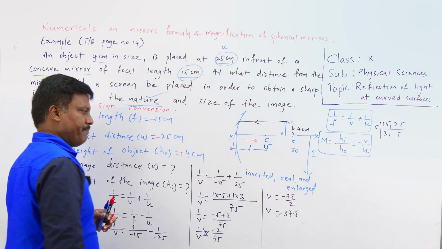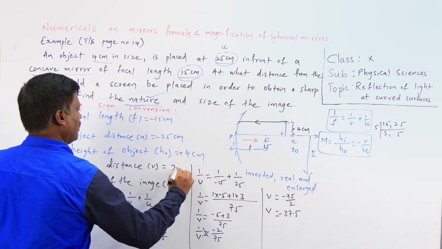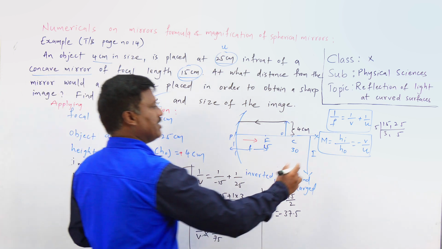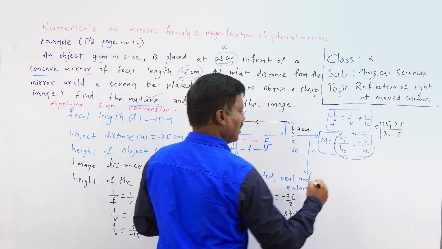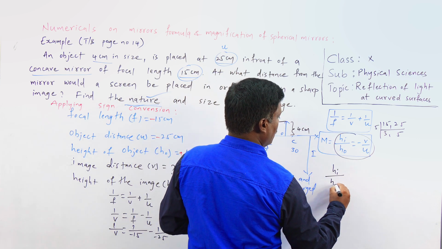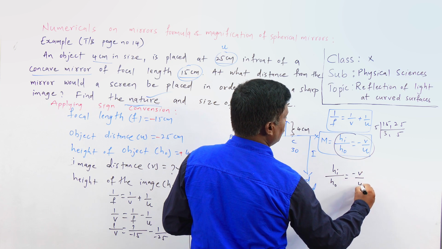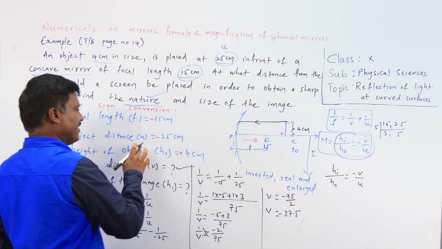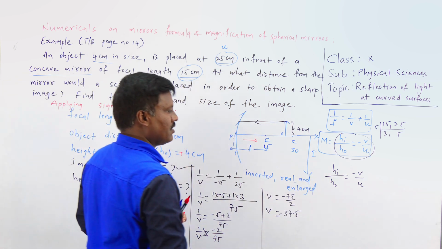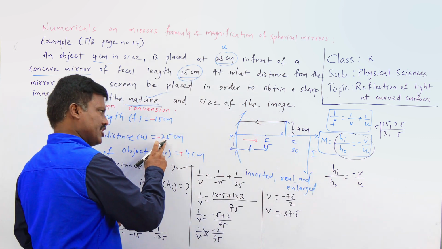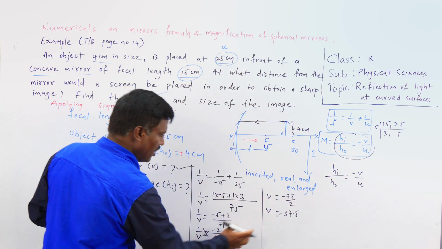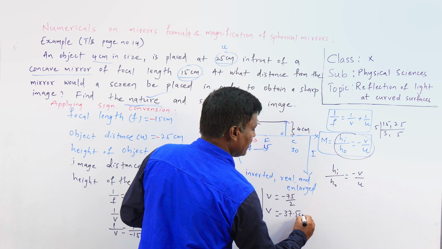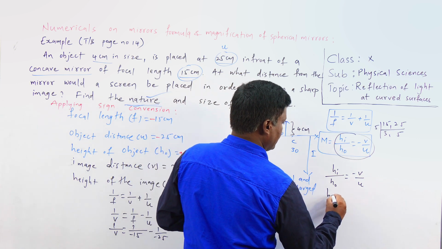Okay, so we got the v value, and finally we have to find the height of the image. To find the height of the image, we have to use this formula: height of the image by height of the object is equal to minus v by u. Height of the image should be found. Height of the object is already given, 4 centimeters. u value is already given, minus 25. v value we just got. Then 3 values are there. This value can be found by using the cross multiplication process.